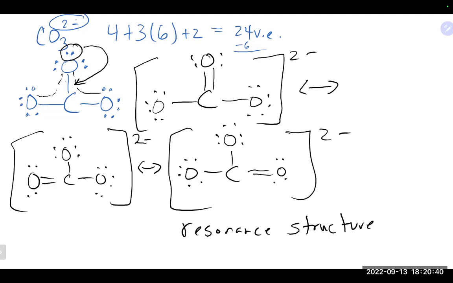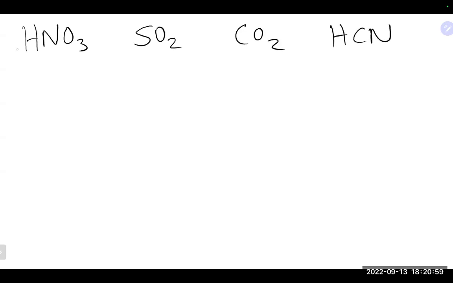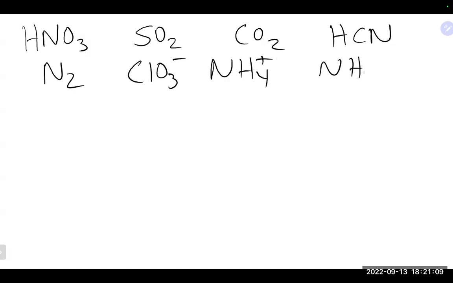Okay, so let us draw a few more here, since we are Lewis structure professionals, right? All right, so let's draw nitric acid. Let's draw SO2. Let's draw CO2. Draw a little HCN, a little N2, ClO3 minus, NH4 plus, and finally NH2 minus. Take some time here for each of these and draw the proper structure.